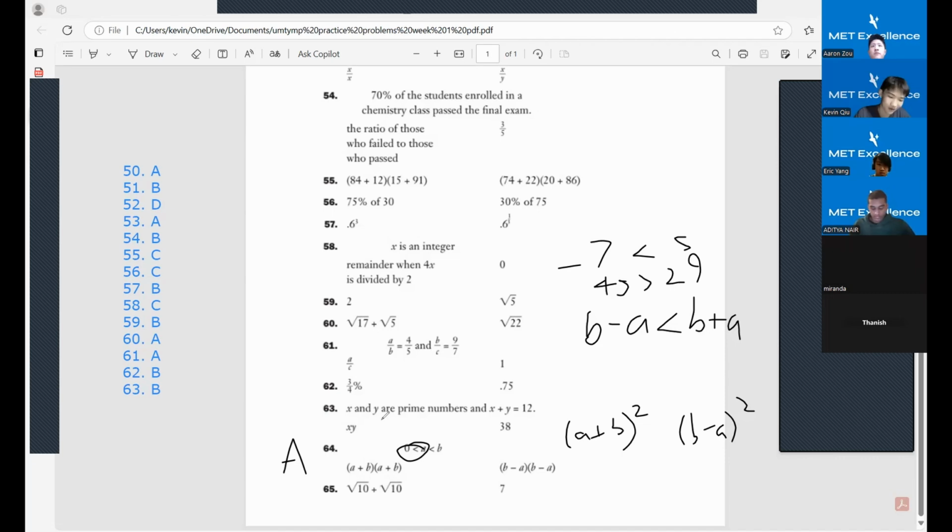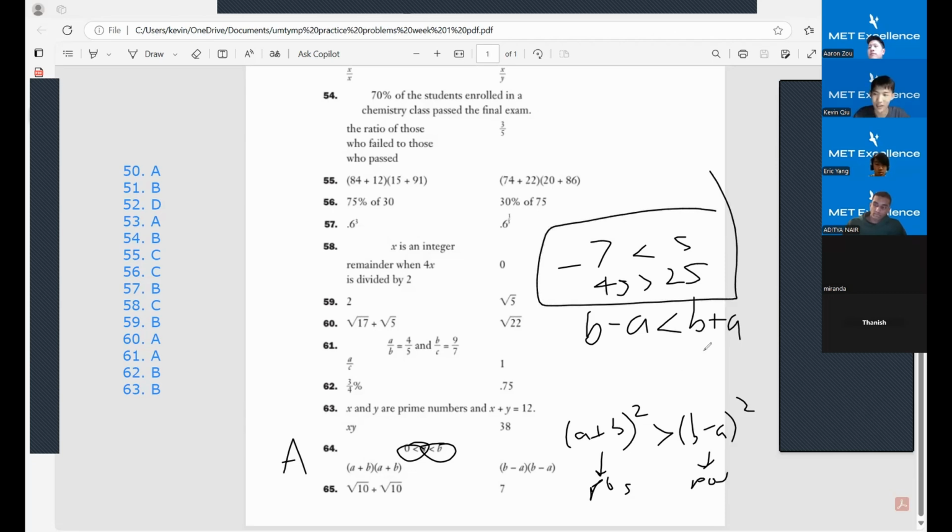But we look at the second inequality and we see that B minus A is positive, and A plus B is also positive. So since A plus B is greater, (A plus B) squared is also greater than (B minus A) squared. However, if it doesn't specify this, the answer would be D because of a situation like the one I mentioned above. So always keep a lookout for that.